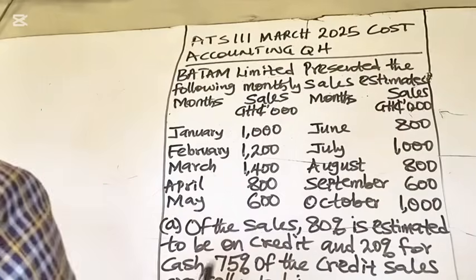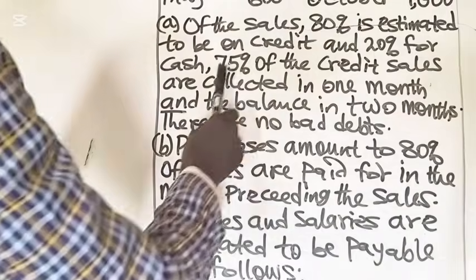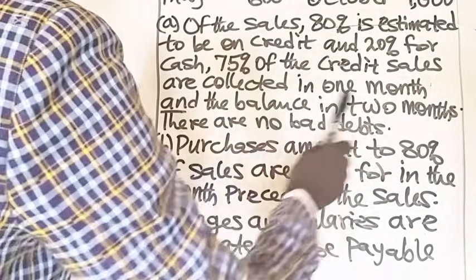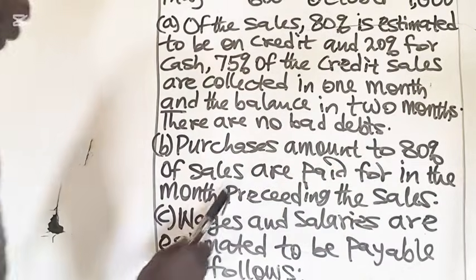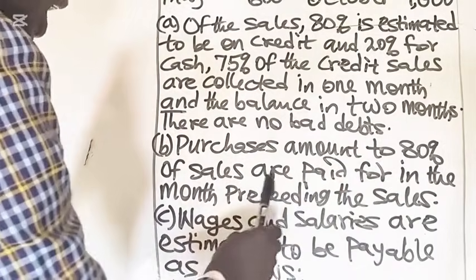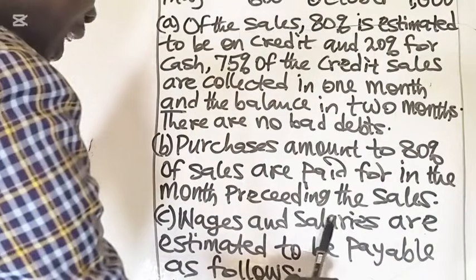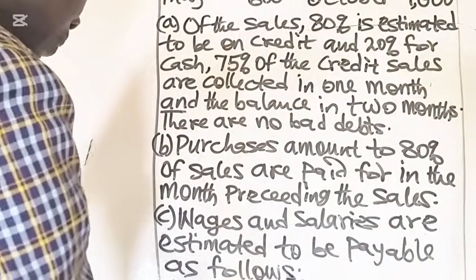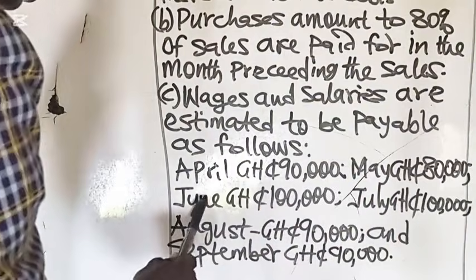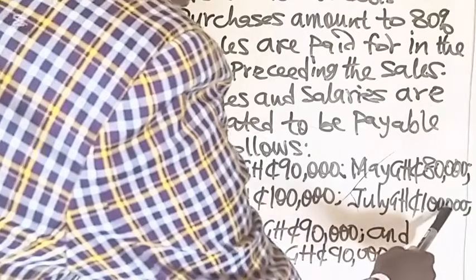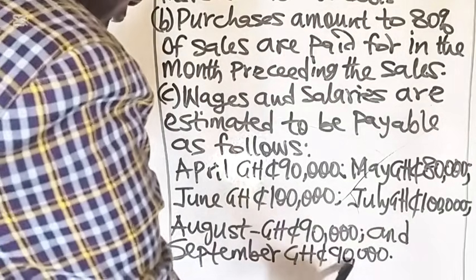A. Of the sales, 80% is estimated to be on credit and 20% for cash. 75% of the credit sales are collected in 1 month and the balance in 2 months. There are no bad debts. Note B. Purchases amount to 80% of sales and are paid for in the month preceding the sales. Note C. Wages and salaries are estimated to be payable as follows: April 90,000 Ghana cedis, May 80,000, June 100,000, July 100,000, August 90,000, and September 90,000 Ghana cedis.